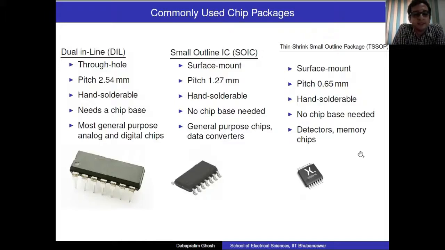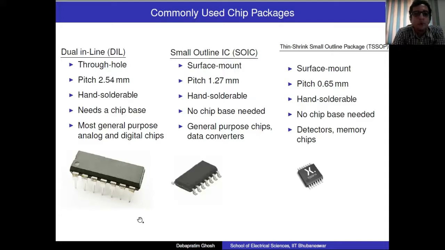Now let us go to chip packages. The first, this is something you have commonly used in your circuit labs. This packaging has a name. It is called dual inline or DIL. As you can see, it's a through hole package because it can be mounted on the breadboard. The pitch, that is the distance between two consecutive pins, is the same as that of the breadboard, which is 2.54 millimeters.